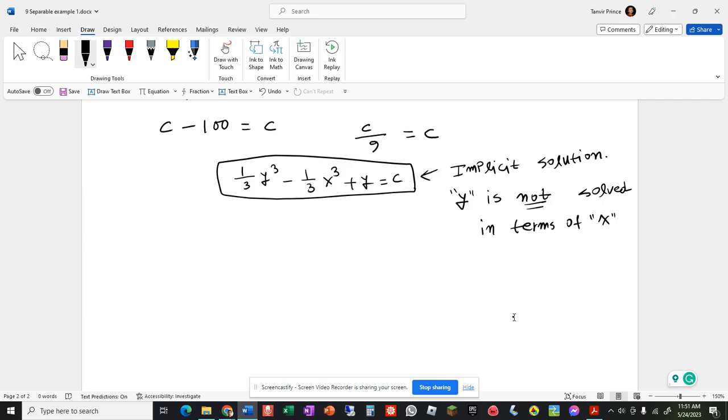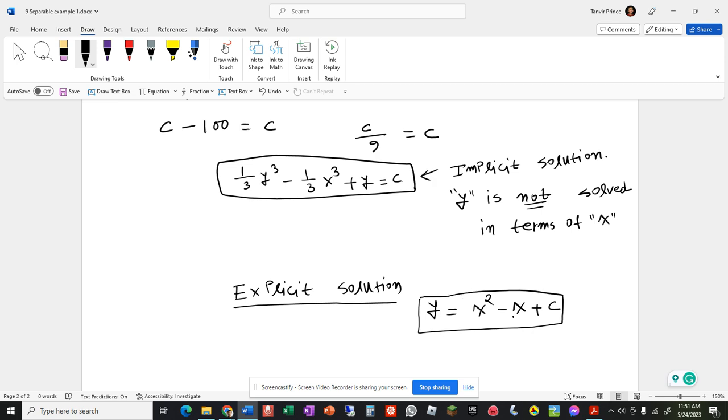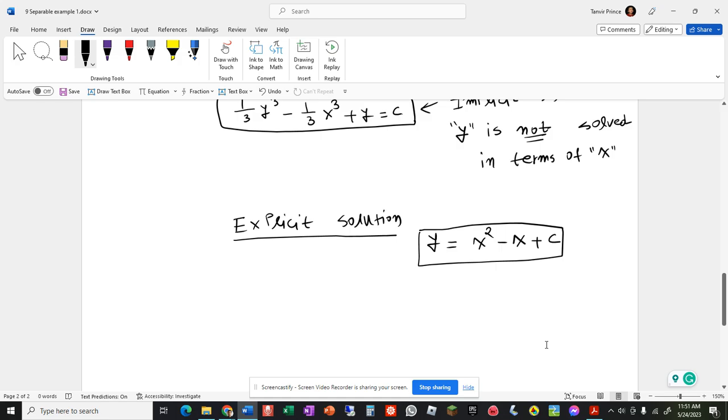So compare this with an explicit solution or explicit equation. An explicit solution, as an example, is something like y equal to x squared minus x plus c. That will be an example of an explicit solution. Of course, that is not the solution of this problem. I'm just giving an example here. So this one is an explicit solution. Explicit solution means y is solved in terms of x.